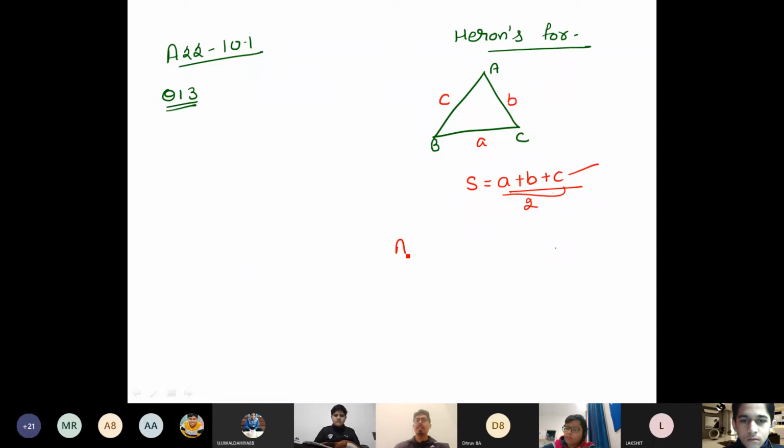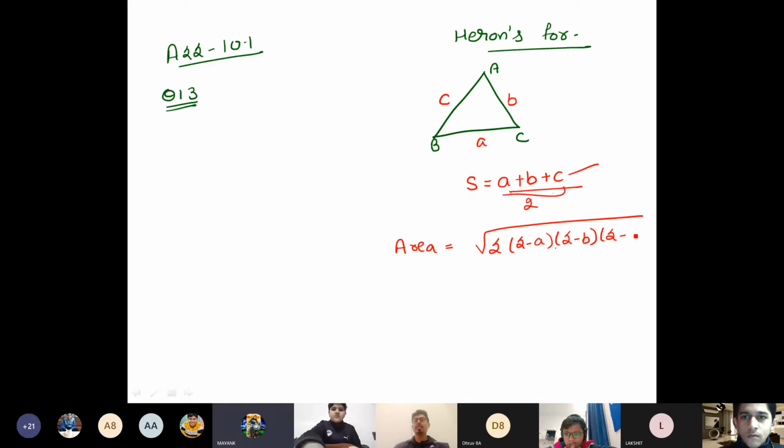Now see students, after finding out the semi-perimeter, we can find out the area. Area of triangle equals root of S times (S minus a) times (S minus b) times (S minus c). Is it clear to everyone? This we have discussed in the previous class also. Yes or no? Yes, sir.